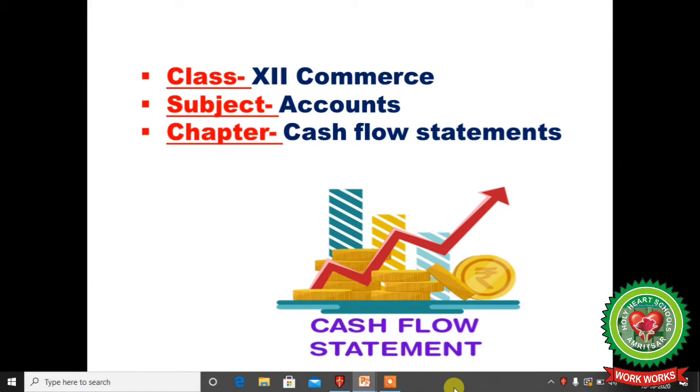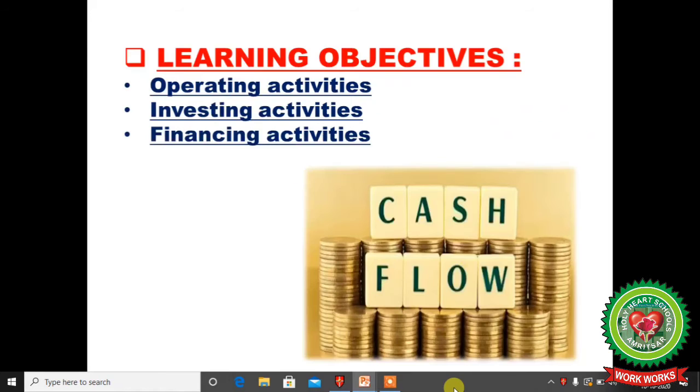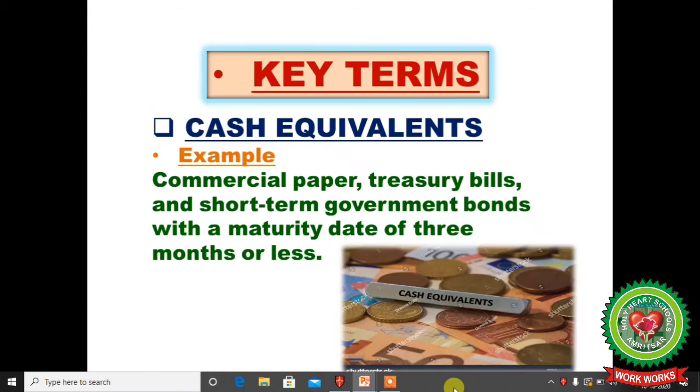Students, today's topic is cash flow statements. First of all, cash is a current asset, and the chapter is all about what comes in and what goes out. What amount of cash comes into the business and what goes out. It's all about the inflows and outflows. First, see the learning objectives: operating activities, investing activities and financing activities. Your activities are divided into three parts.